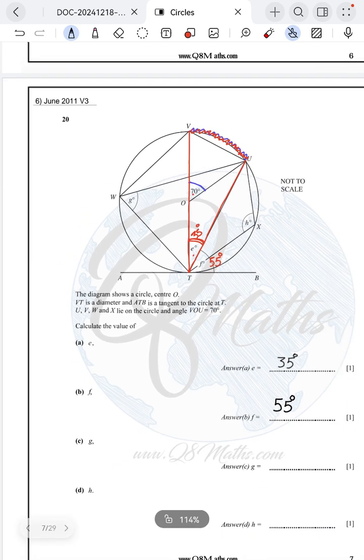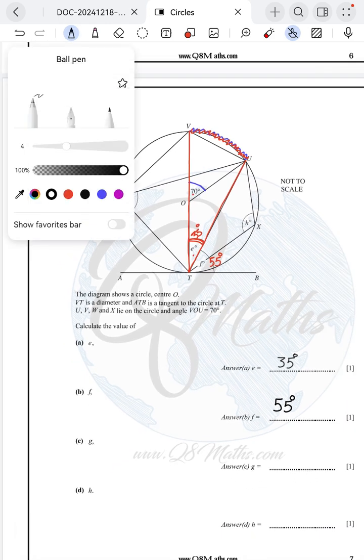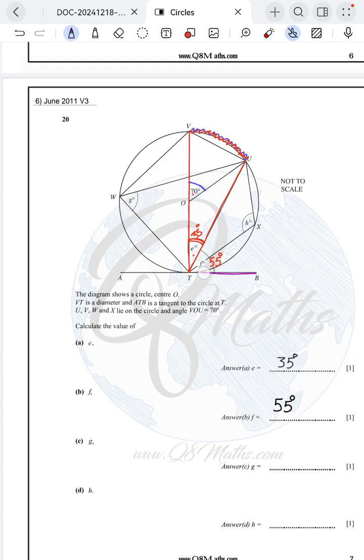Okay, look at angle F. If you want to describe angle F, it's an angle between what and what? Let us see. Angle F is between the tangent BT and the chord TU or UT. The angle between a tangent and a chord, this angle which is 55, is equal to a circumference angle opposite to that chord on the alternate segment.